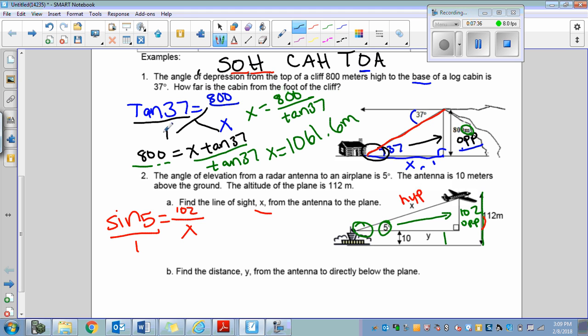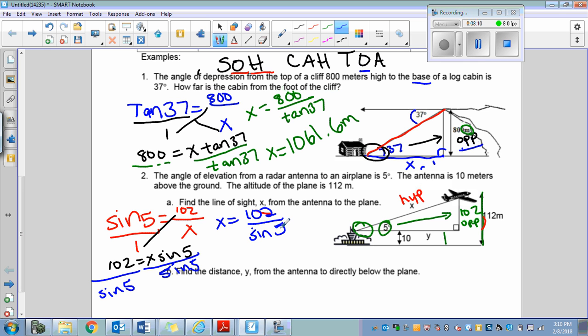Remember, we're going to put a 1 underneath our trig function, and we're going to cross multiply. 1 times 102 is 102. X times sine of 5 is just X sine of 5. And then anytime we have something multiplied by a variable, we divide by it, sine of 5 in this case, to get X by itself. So X equals 102 on top, divided by sine of 5.